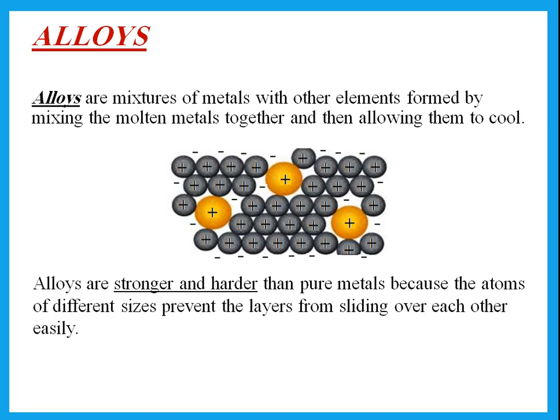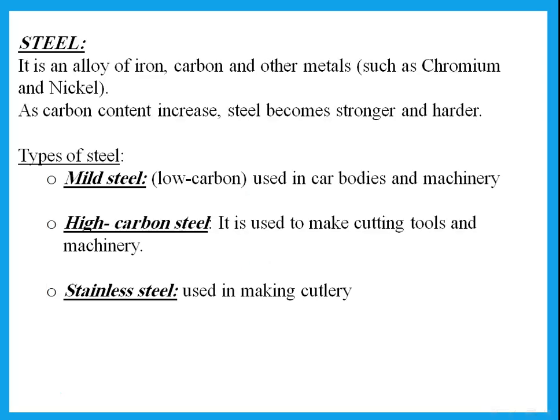Why would it be stronger and harder? Because you're disturbing these layers of positive ions, so the layers cannot slide over each other easily. Remember that we said normally metals are malleable and ductile because the layers of positive ions can slide over each other. But when you have positive ions of different sizes, then it is difficult for the layers to slide over each other, so that makes the alloy harder. So when I add carbon to iron, the more carbon I add, the harder the metal becomes.